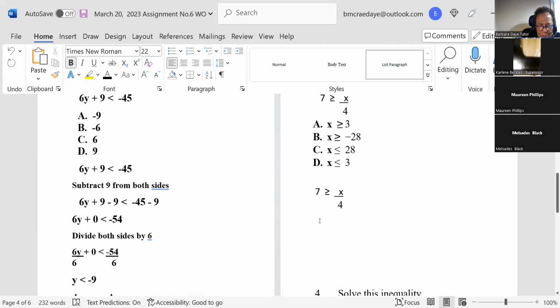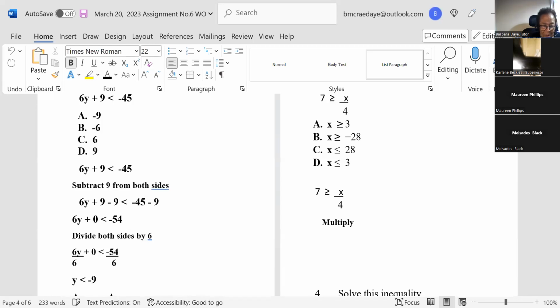So what would be your first step? I don't know. That's what I'm not sure what to do right here because it's set up like a fraction. Yeah, but the fraction is a division. So Maureen, what would you do first? I multiply 4 by 7. That's right. That's what you do. Multiply.